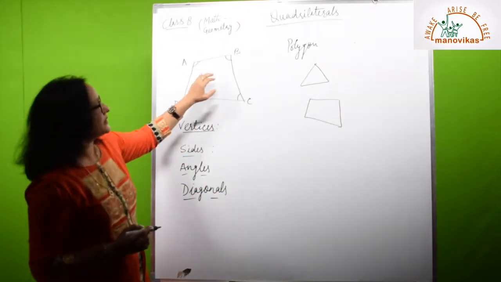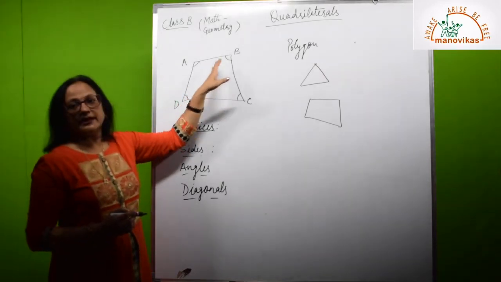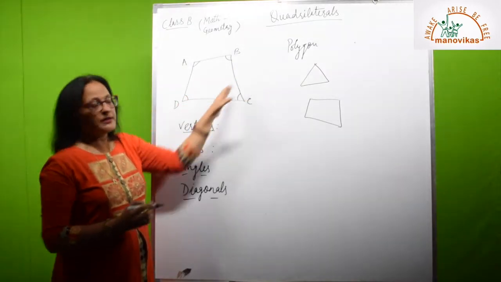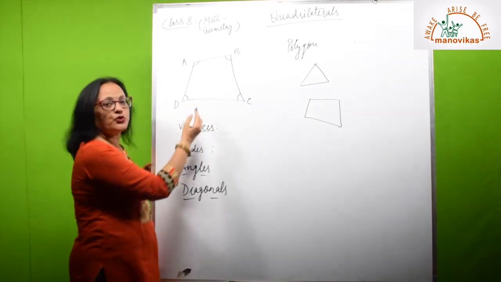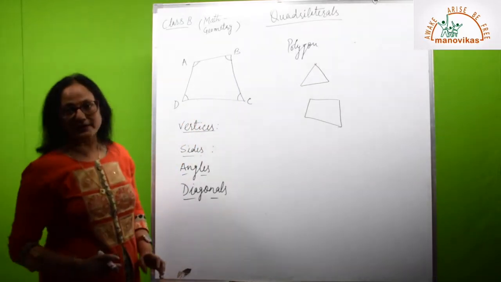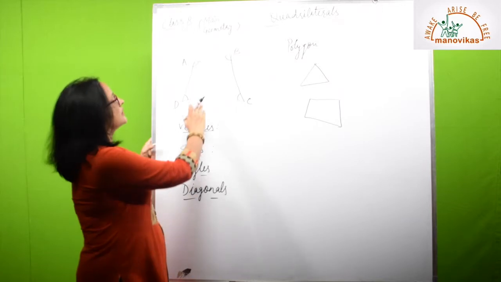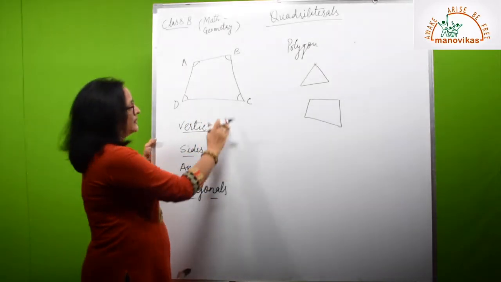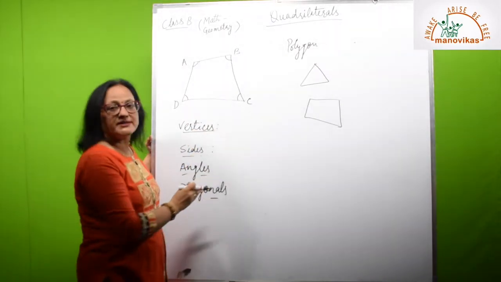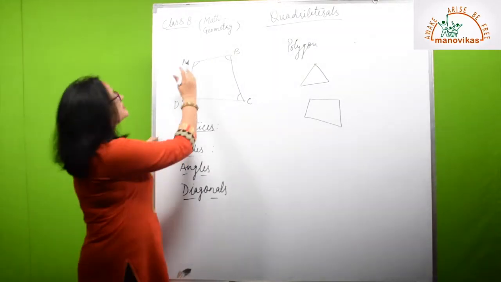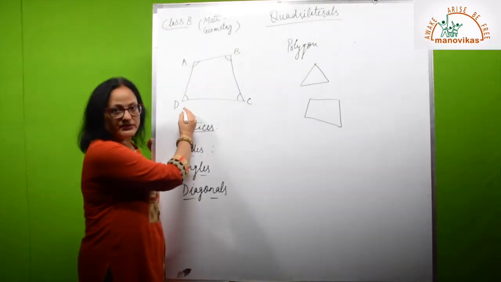So a quadrilateral is a polygon that is four-sided, meaning its boundary contains four sides. That's why it is called a quadrilateral. Now, a quadrilateral has certain parts. So one by one we will discuss these parts. Suppose here ABCD is a quadrilateral.